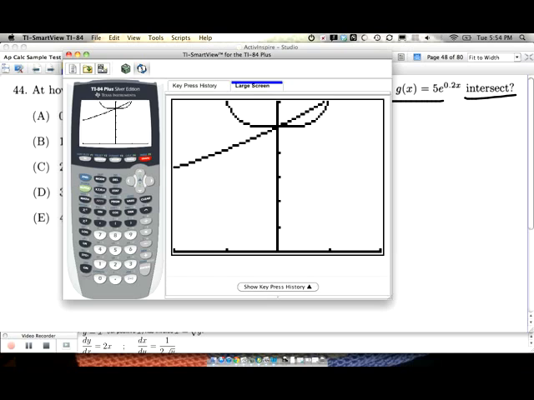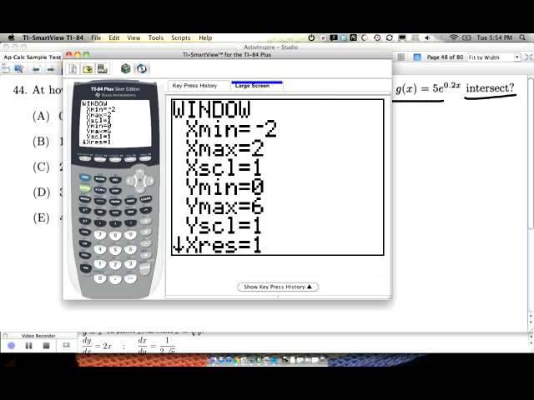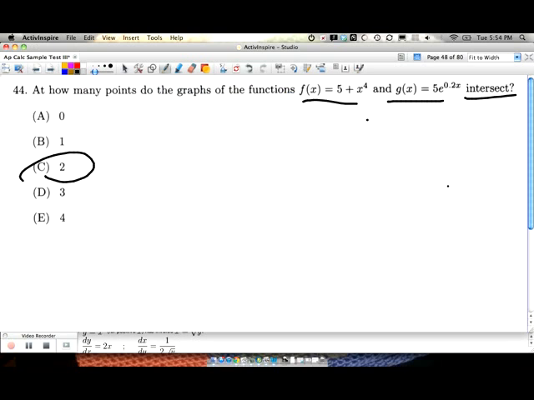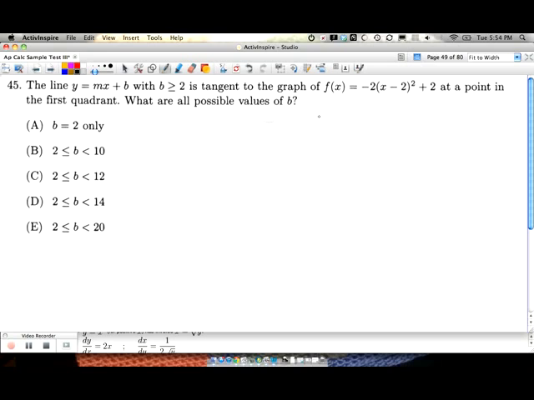Oh, looks like they intersect twice. Let's raise that window up to about 7 just to double check. Once, twice. The answer is C. We love graphing calculators on the graphing calculator part of the test.